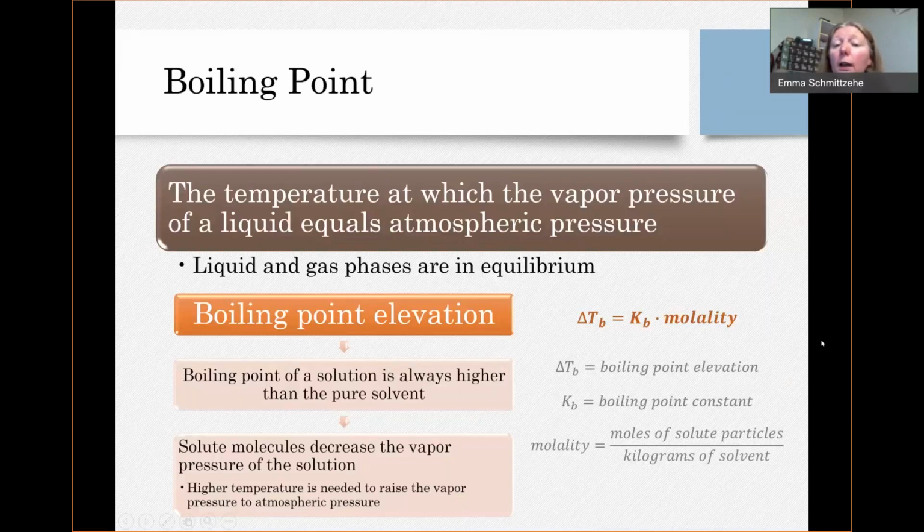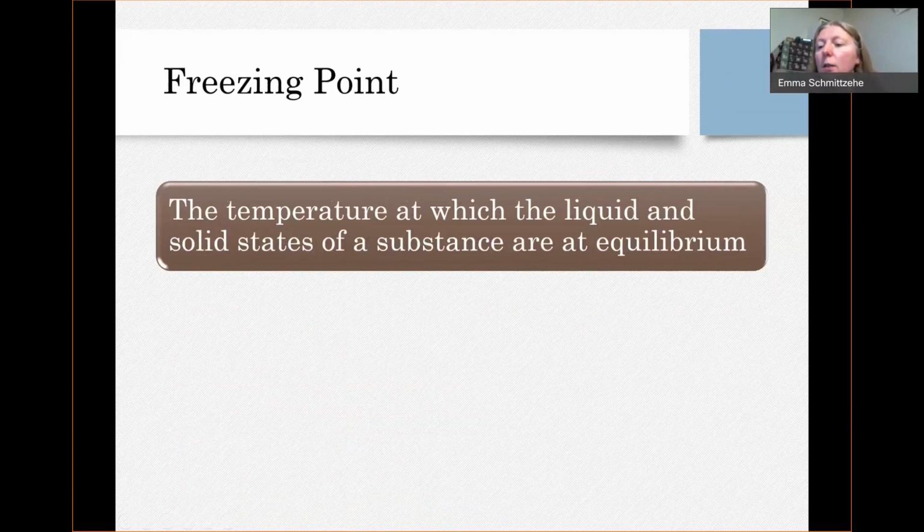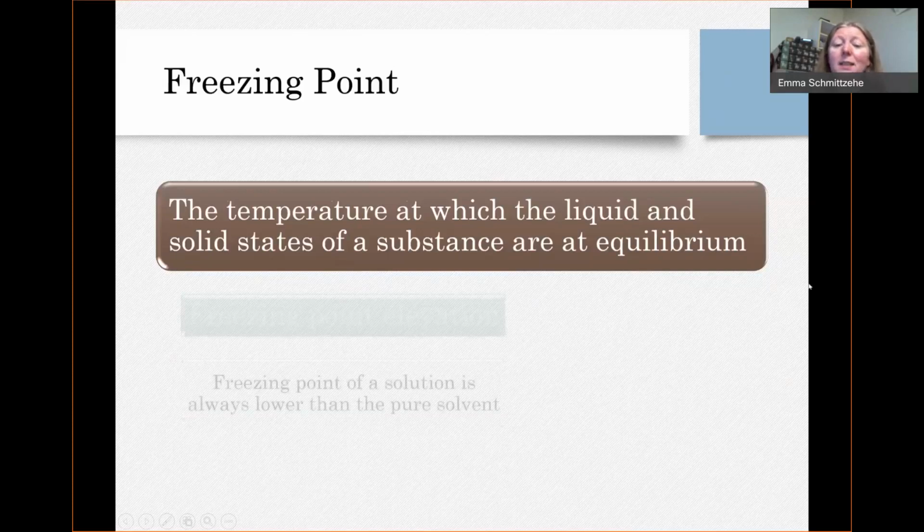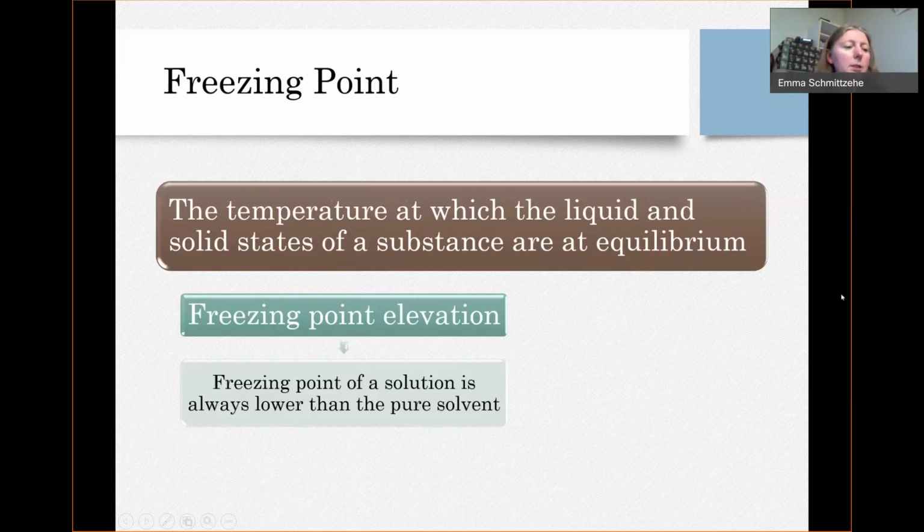Now the last one we've got is freezing point. Well, freezing point, you should already know, is the temperature at which your liquid and solid states are at equilibrium. So you can also call it melting point if you want. Okay, so it's the temperature at which those transition. And so this is opposite of boiling point. Instead of elevating, which, oh, I have a typo there. That's what I get for copying and pasting things. This should say freezing point depression. Sorry about that. Freezing point depression.